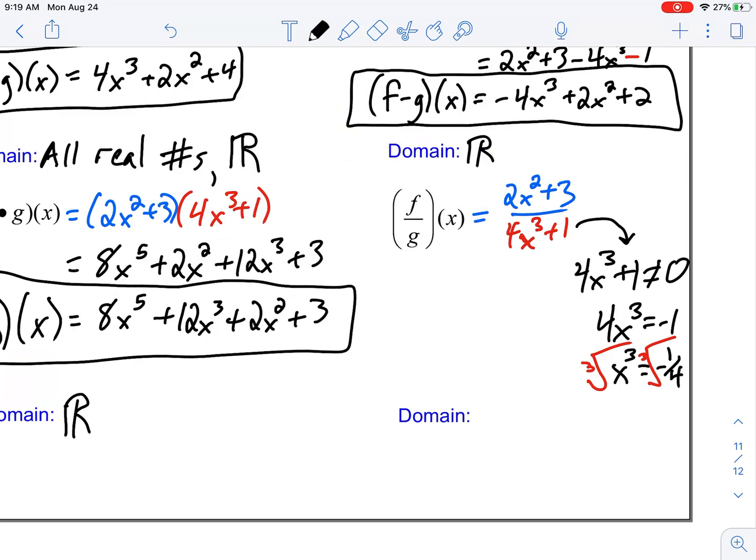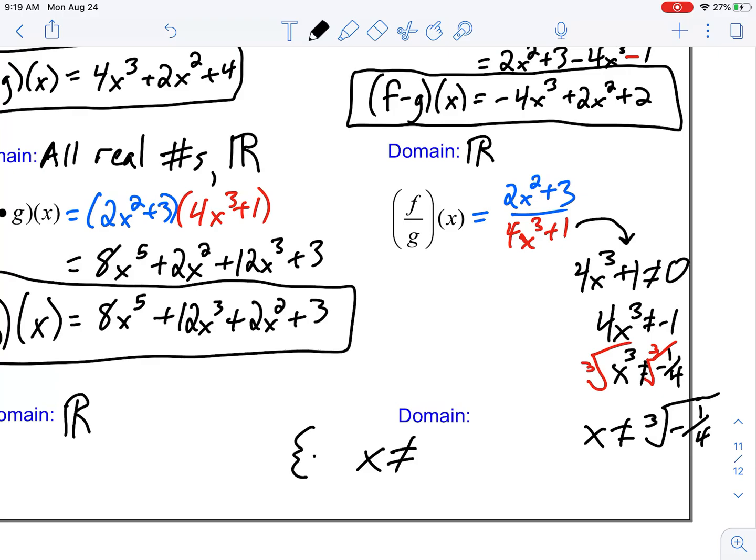So my final answer here is going to be x, and this, remember, should be not equal, cannot equal, right? Make that cubed root a little nicer. So cannot equal the cubed root of negative 1/4. Now, I don't know what that is off the top of my head. If you want to go type it in the calculator and give me a decimal, that's okay too. But the domain here is simply x cannot be.